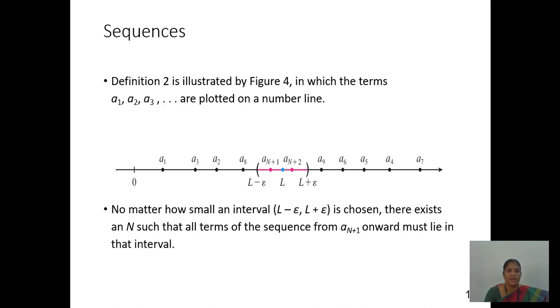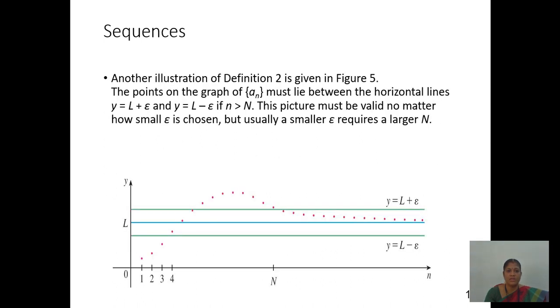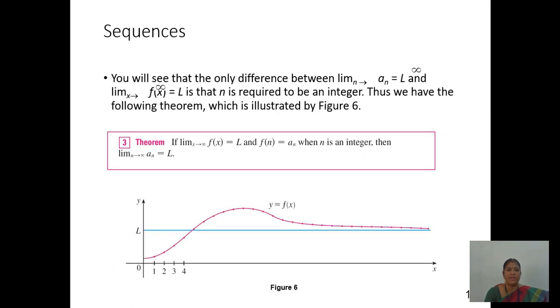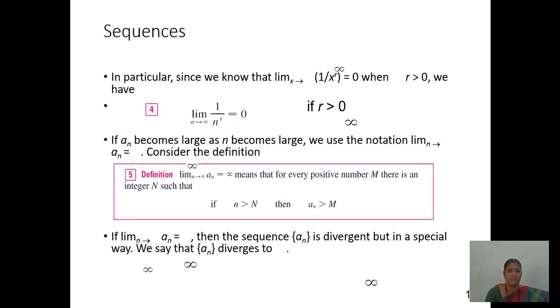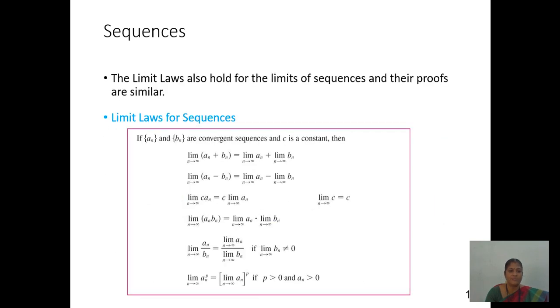This is the definition of the limit of the sequence. The points of the graph of an must lie between the horizontal lines y equal to L plus epsilon and y equal to L minus epsilon. The picture must be valid no matter how small epsilon is chosen, but usually a smaller epsilon requires a larger N. If the limit as x tends to infinity of f of x equals L, and f of n equals an when n is an integer, then the limit as n tends to infinity of an equals L. So these are some limit laws.